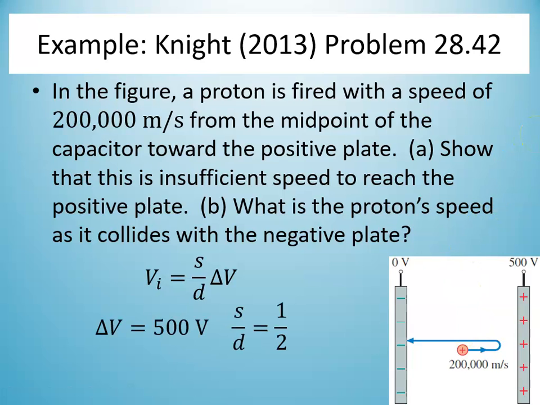Anyway, we're told that it's 500 volts because we look at the picture, we see that the negative plate is called 0 volts, the positive plate is called 500 volts, and we're also told that it's halfway between. We're not told any distances, all we're told is that it's halfway between the negative plate and the positive plate. In other words, S over D is equal to a half. That's why we wrote it like this at the beginning. We anticipated that. So yay, now we know the initial potential is 250 volts.